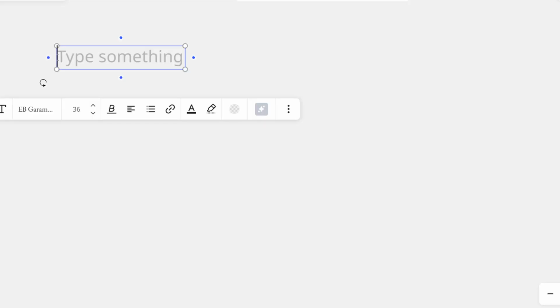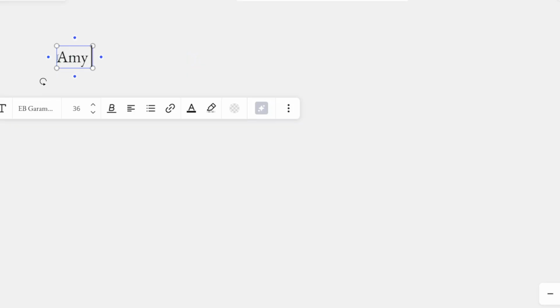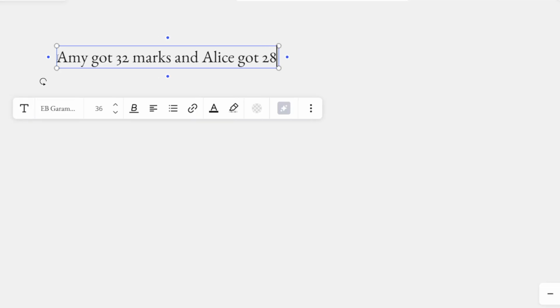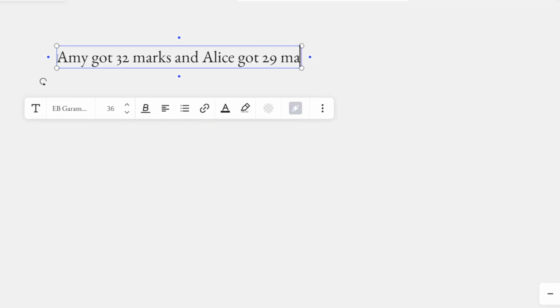Now there is another kind of word problem which involves comparison. Okay, I'll give you one example. Let's suppose there are two students and they appeared in an exam. So Amy got 32 marks and Elise got 29 marks. Okay, in maths exam, let's say.